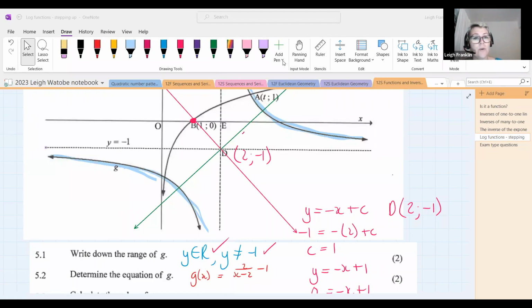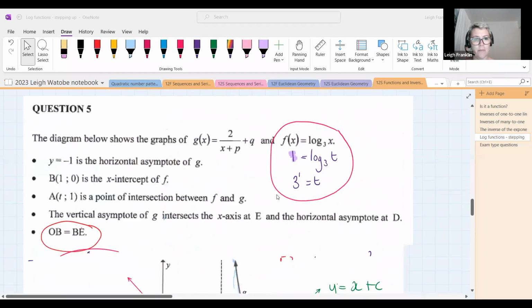Kamogelo, do you want to ask a question? Ma'am, could we please go back to the properties? There. Yeah, all right. The last bullet says OB is equal to BE. What does that help us with?